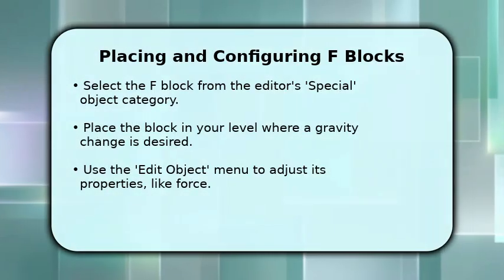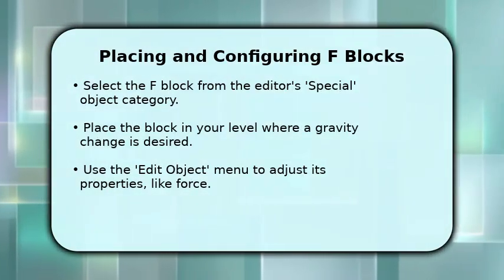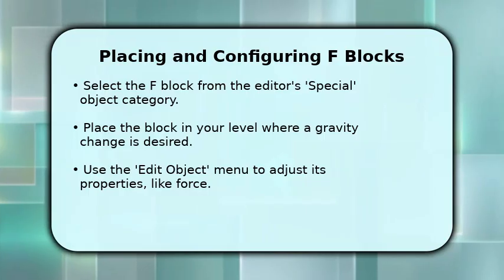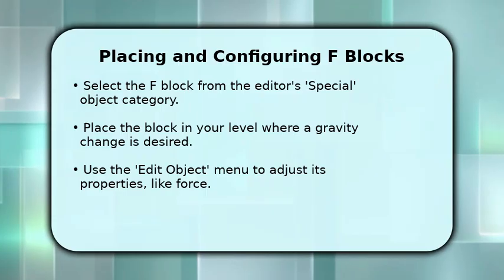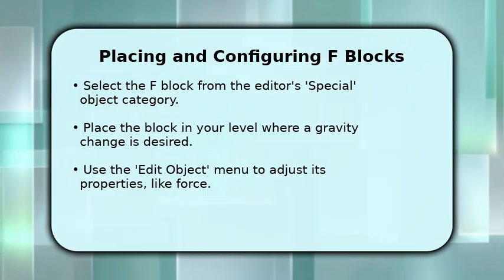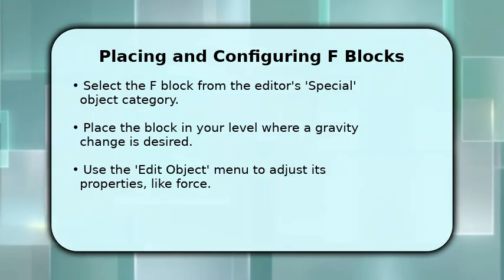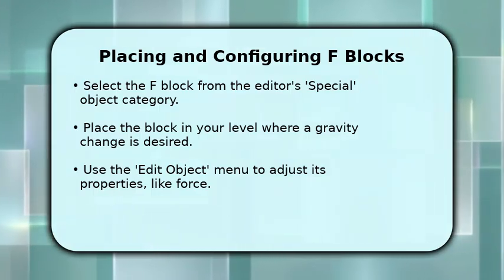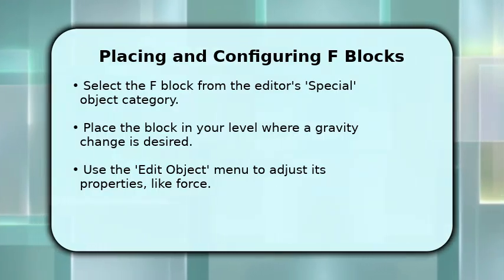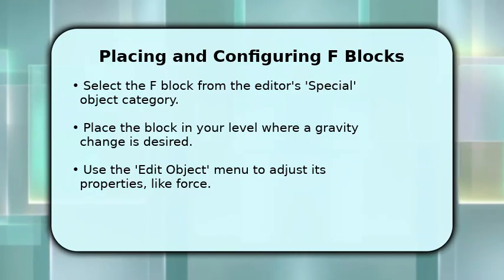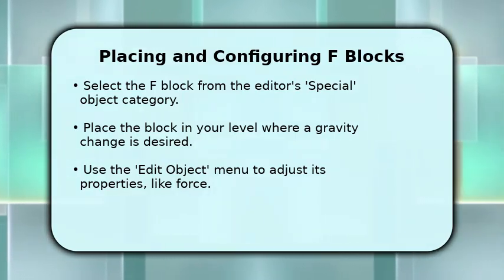To place an F-block, simply select it from the special objects in your editor and position it within your level. Once placed, access its properties by selecting the block and clicking Edit Object. Here, you can adjust the force setting, which determines how strongly the player is pulled to the surface. A higher force value means a stronger pull, offering varied gameplay experiences. Experiment with different values to find the perfect feel for your level.